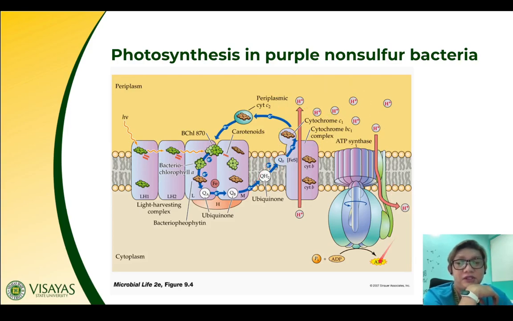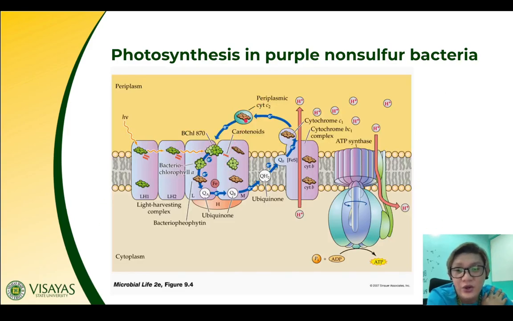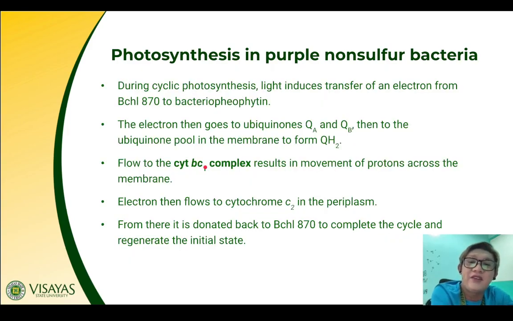ATP is produced. During cyclic photosynthesis, the electron is just recycled. The source of electron is bacteriochlorophyll A. As it is excited, the electrons come out, lose their energy, and just go back to the bacteriochlorophyll A. So during cyclic photosynthesis, this is what is happening.